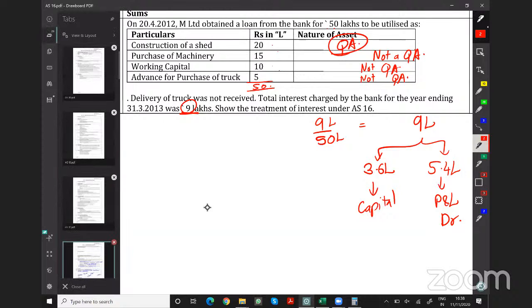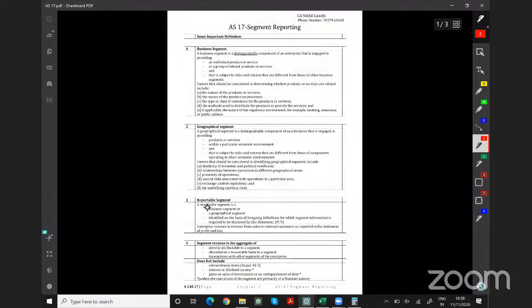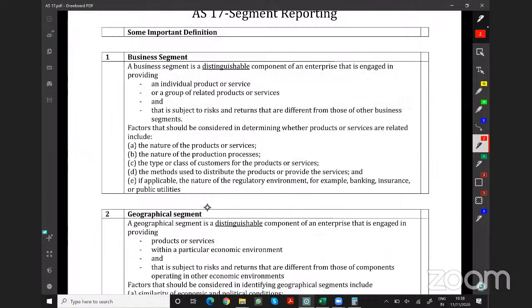So after AS 16, we should jump to our next accounting standard, which is segment reporting, AS 17. So what do we mean by a business segment and a geographical segment? We will take an example of Reliance. What kind of services does Reliance provide us? Jio, petrol, Reliance Retail, Reliance Digital, Reliance Entertainment. So Reliance is in many fields, in many businesses.